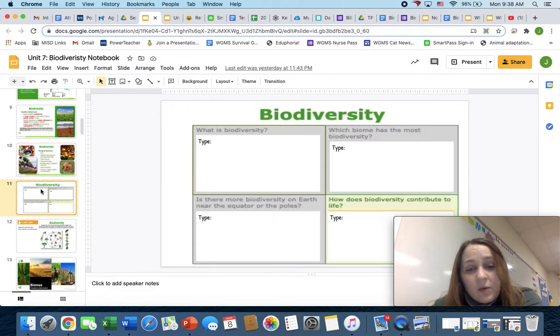Number 11, we're going to answer these 4 questions. What is biodiversity? Which biome has the most diversity? That'll be in our reading in the notebook in a previous slide. Is there more biodiversity on the earth near the equator or the poles? Is there more life, plants and animals, near the equator or in Antarctica and those areas, which is our poles? And then how does biodiversity contribute to life? I would look on the benefit slide that we just talked about to answer this one.